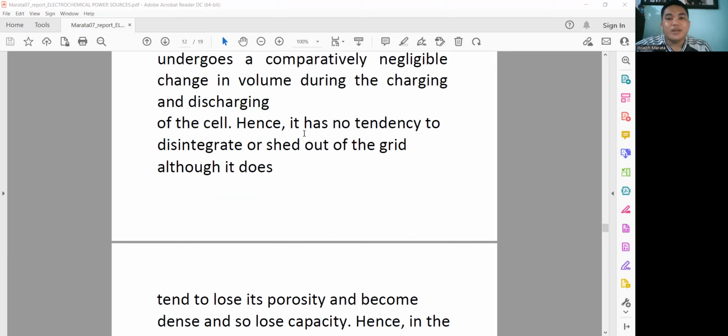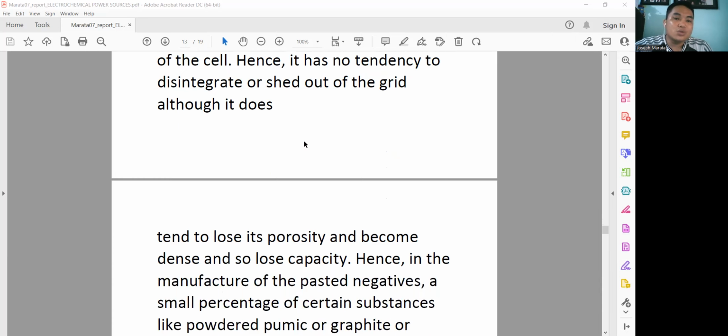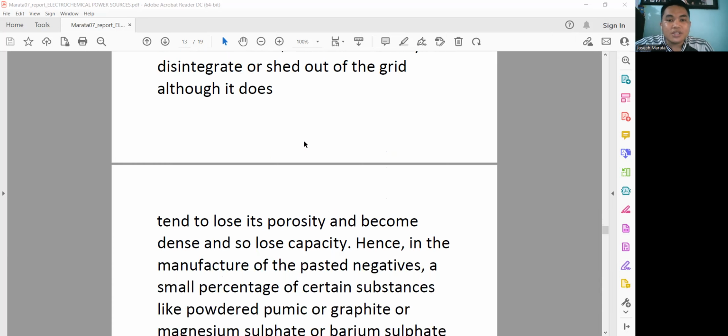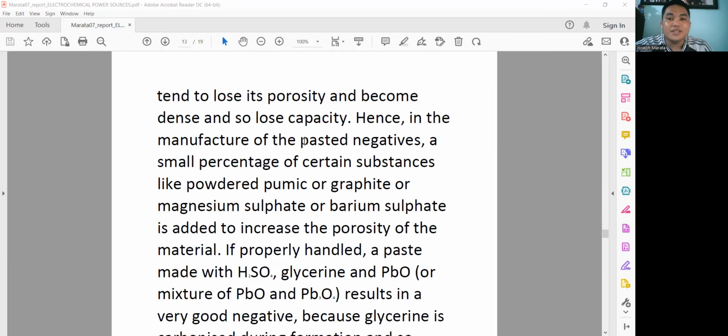Hence, it has no tendency to disintegrate or shed out of the grid, although it does tend to lose its porosity and become dense and so lose capacity. Hence, in the manufacture of the pasted negatives, a small percentage of certain substances like powdered pumice, graphite, magnesium sulfate or barium sulfate is added to increase the porosity of the material.